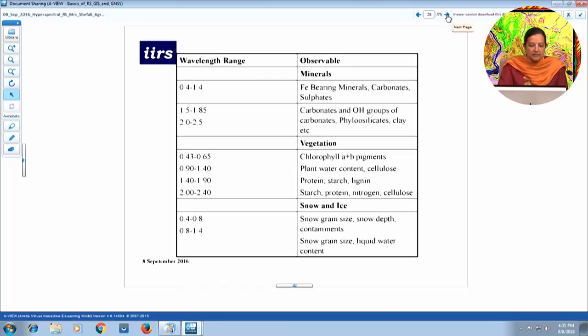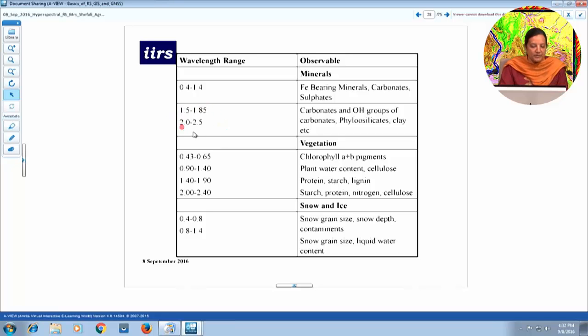Now, what is the wavelength region? Some of this you had in the remote sensing lectures, where we looked at which wavelength is suitable for what kind of applications. In terms of hyperspectral remote sensing, because of the material composition, 0.4 to 1.4 micrometer wavelength, in case of minerals, captures the iron bearing minerals. If carbonate and sulfate composition is there, then this is the crucial wavelength to look for. If the mineral contains carbonates, hydroxyl or clay, etc., then 1.5 to 1.85 to 2.5.